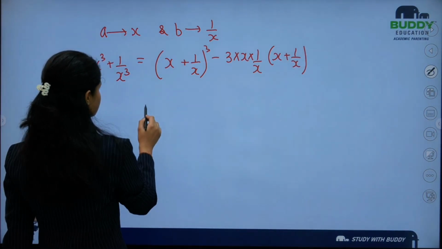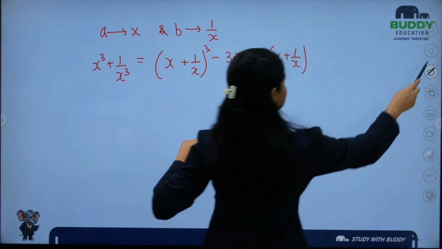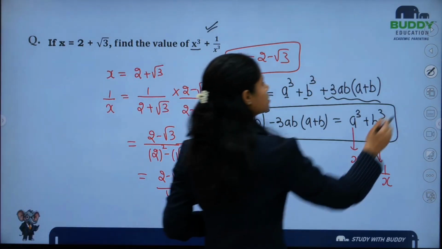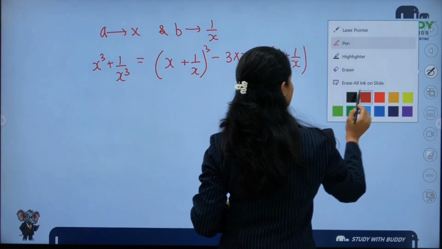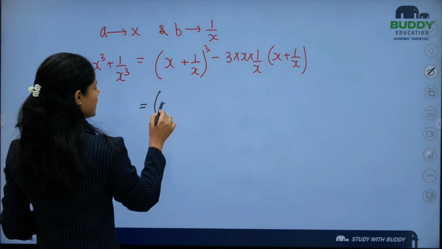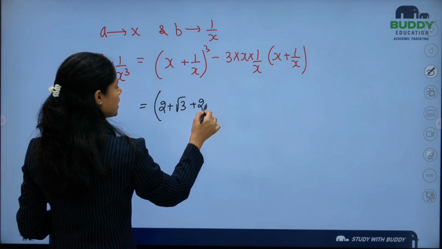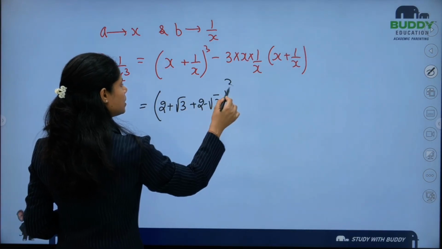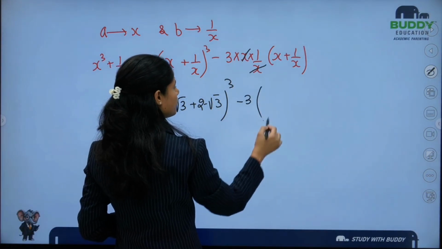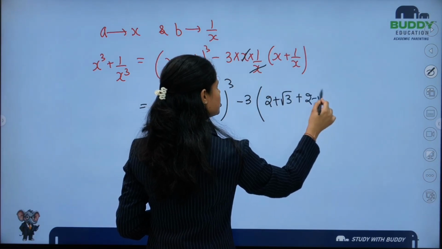Now let's solve this. Let's see what was the value of x. The value of x was 2 plus root 3 and the value of 1 by x was 2 minus root 3. So we are going to put all these values over here. It is very simple to calculate this. This x will be cut down, so this will be 3 only, and this will be 2 plus root 3 plus 2 minus root 3.